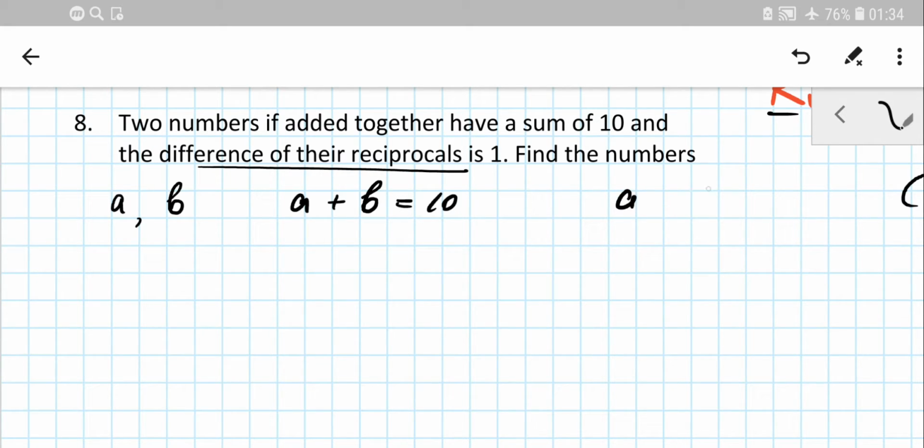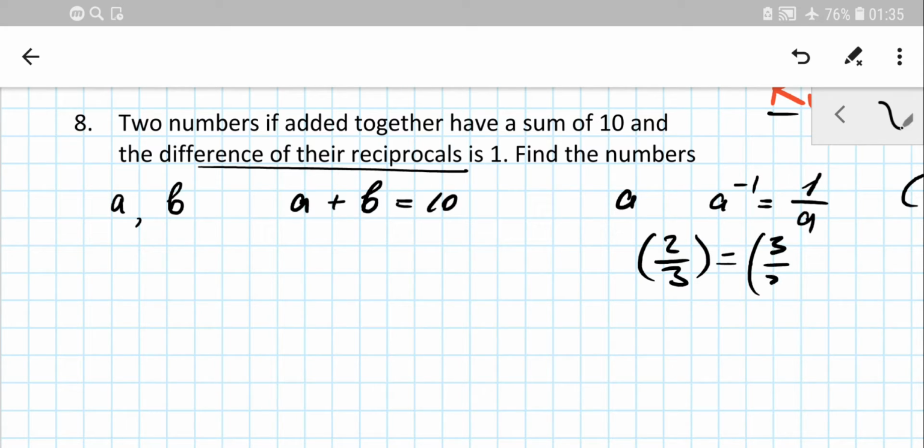So if you have a number, reciprocal means this number to the power of -1, according to the index notation, or you just simply flip it over. In case of fraction, let's say, for example, 2/3, reciprocal number is 3/2. This is how the mechanism works. So, alright, we've got a difference of their reciprocals. Let's take the difference of their reciprocals according to the definition of what reciprocal is. And we've got 1 as a result.